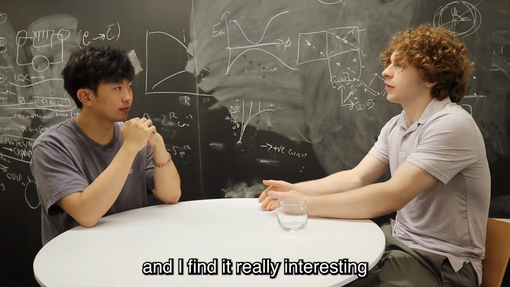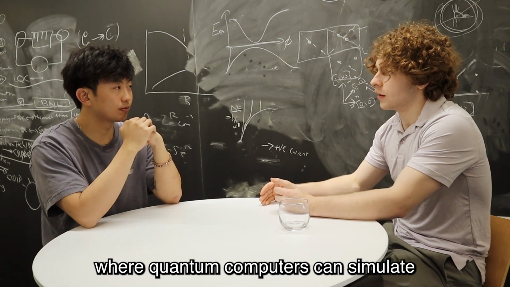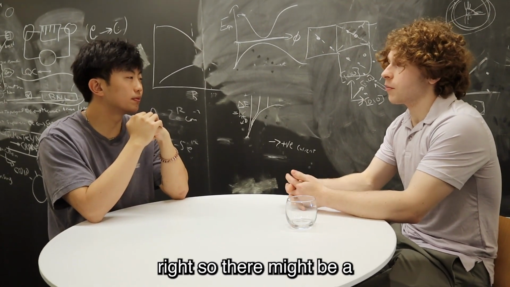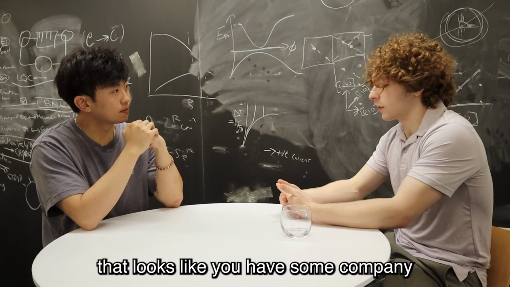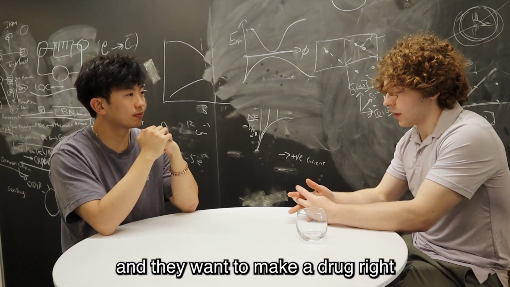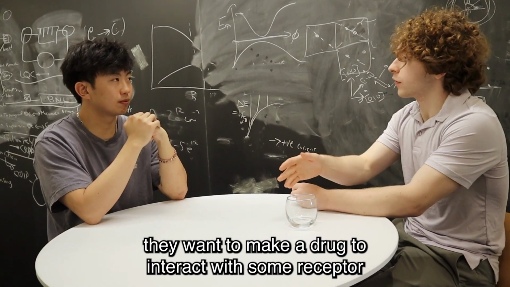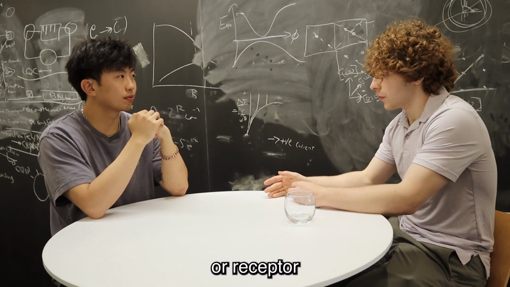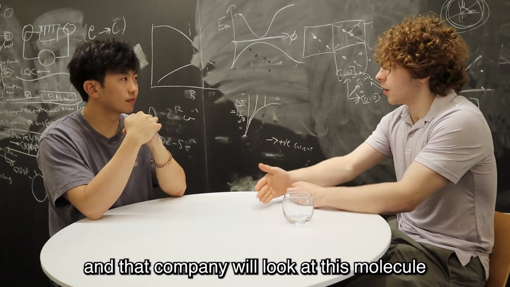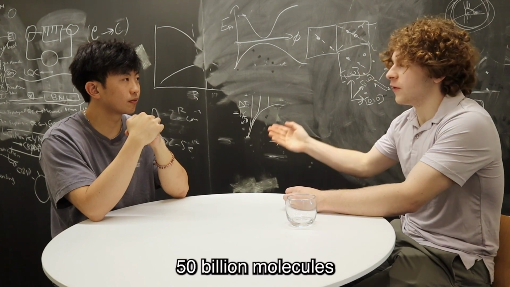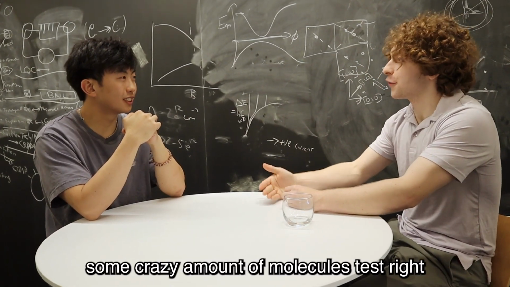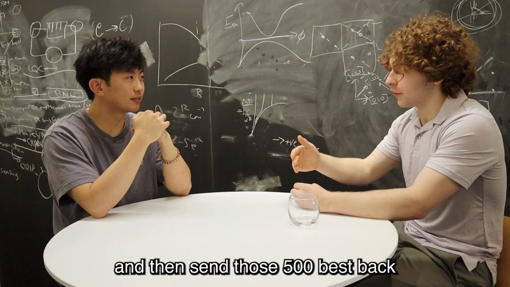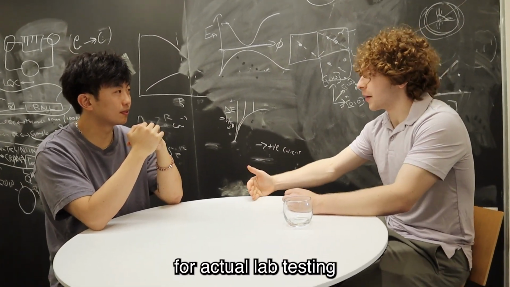I find it really interesting that there may come a point where quantum computers can simulate all of the things that we do in the lab right now in terms of chemistry research. There might be a pipeline that looks like this: some company wants to make a drug to interact with some receptor or hormone. They figure out the structure of this hormone or receptor, and then send it to a company that does quantum stuff. That company will look at this molecule and design 50 billion molecules, some crazy amount, to test. Then they run all of these through a quantum simulation, pick the 500 best, and send those 500 best back to that company for actual lab testing.